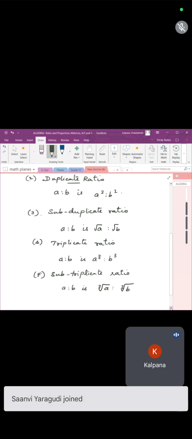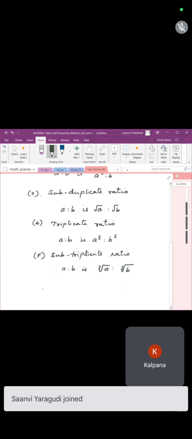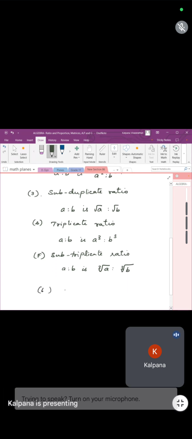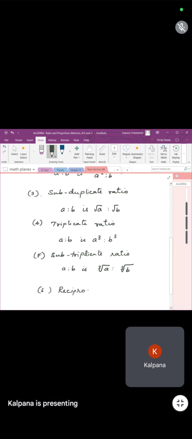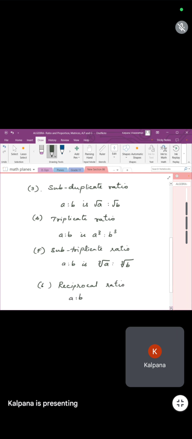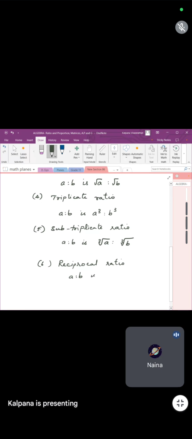Any new terms we have, children? We also have reciprocal ratio. So what is the reciprocal of the ratio A is to B? B is to A. Just the reverse.